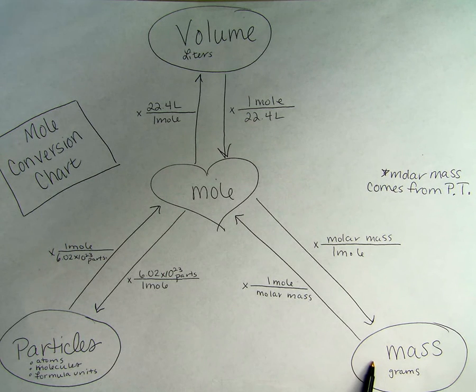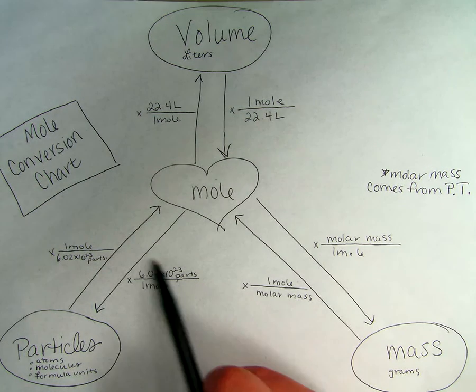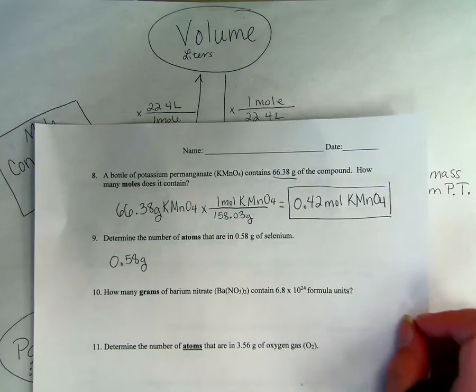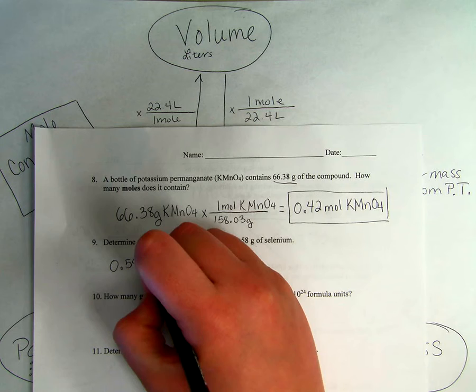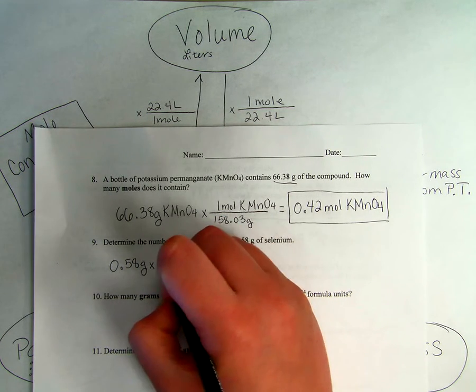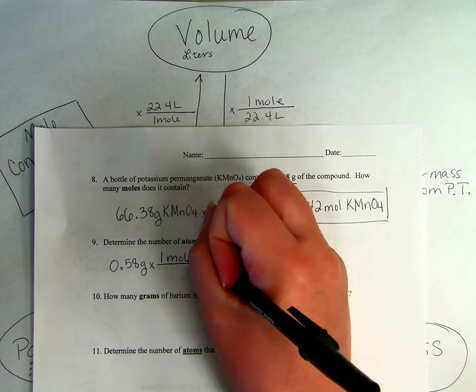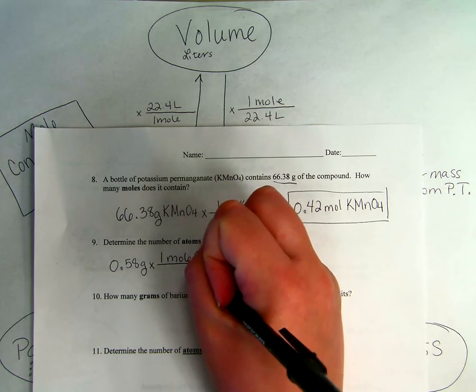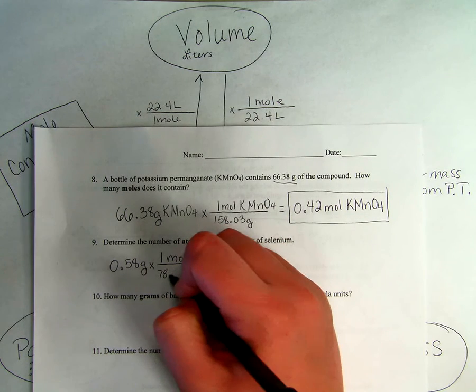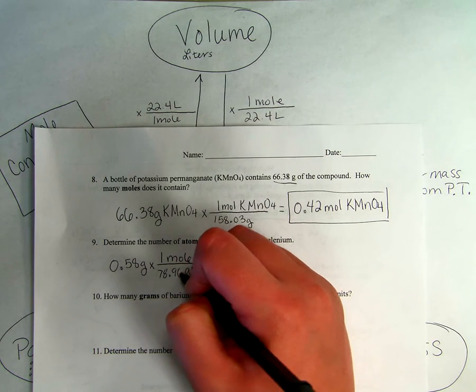We can, however, follow the arrows 1, 2 to get from grams to particles. So we'll have to go up to moles and then back down to particles using 1 over the molar mass, and then 6.02 times 10 to the 23rd over 1 mole. So we'll do our times in a line. We've got 1 mole over the molar mass of selenium, that is. And as I look that up on the periodic table, selenium is 78.96 grams.